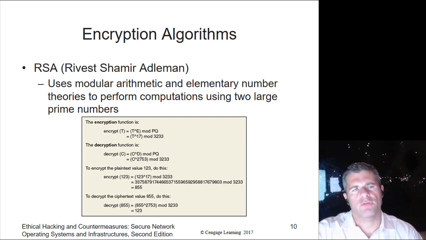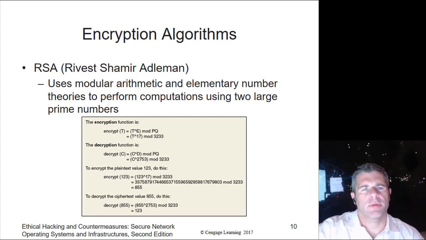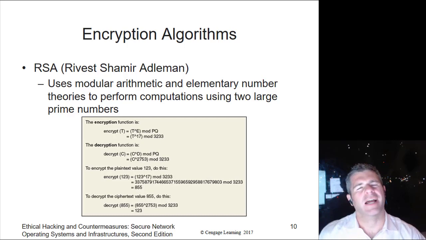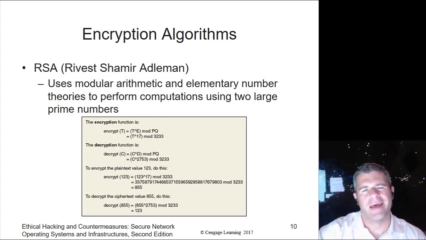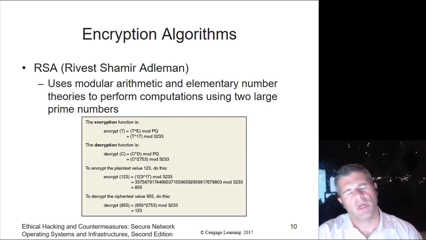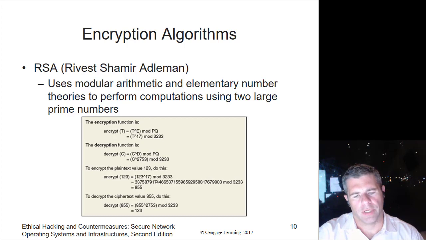RSA, the name of three dudes, Rivest, Shamir, and Adleman, uses modular arithmetic, clock arithmetic you might remember from elementary maths. It's the remainder, to put not too fine a point on it. And it uses computations using ridiculously big prime numbers that we're not going to expect you to be able to figure out in your head.